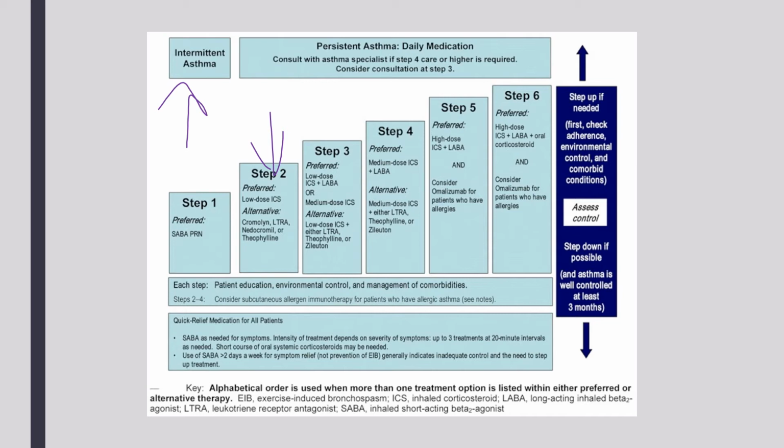So a lot of primary care physicians can easily do step 1, step 2, step 3 care. But when they get to step 3 and they're still having symptoms, they're still having issues, that's when they should consider consulting a specialist, which would be like a pulmonologist here. An asthma allergy specialist of some sort. But the big thing is making sure that on each step, there's patient education. We're looking at their environment and then managing other things like their comorbidities as well. Those are going to be huge things.